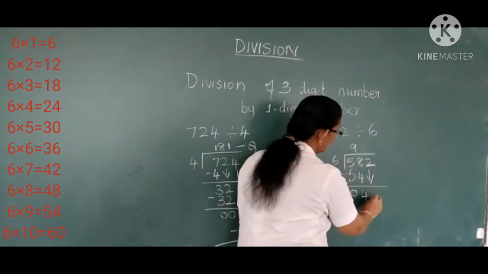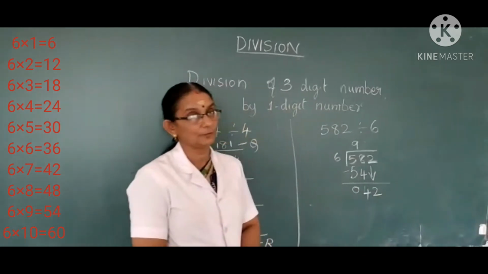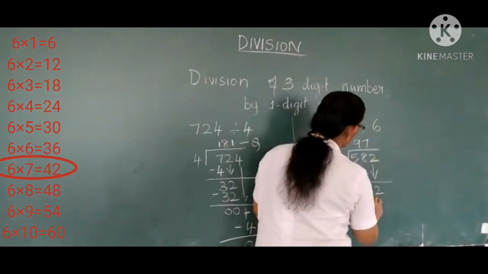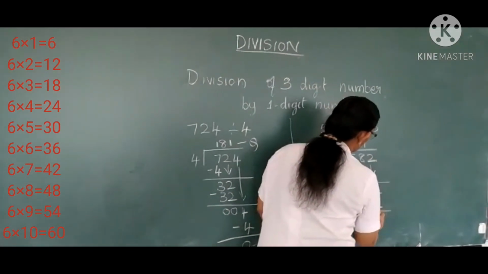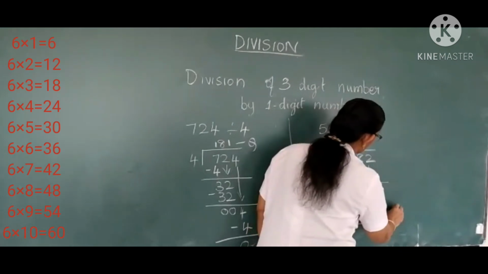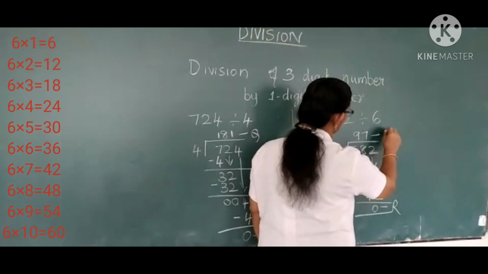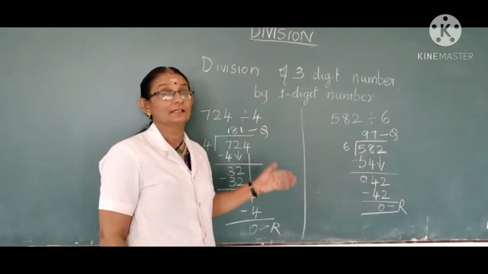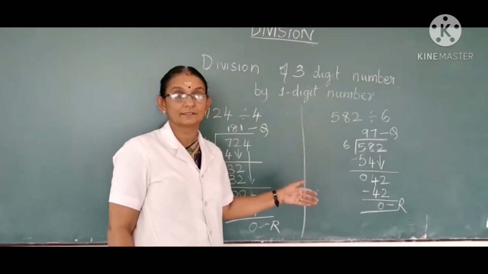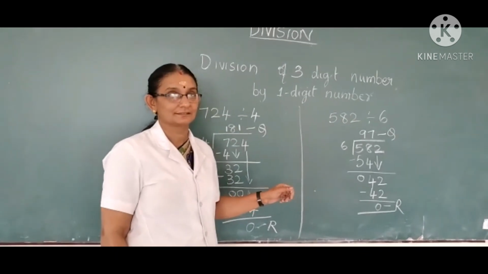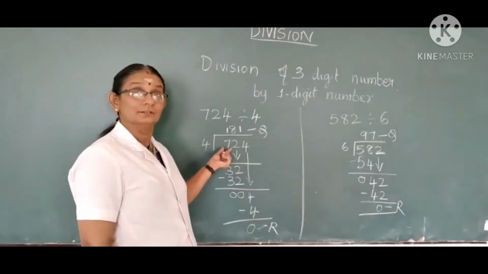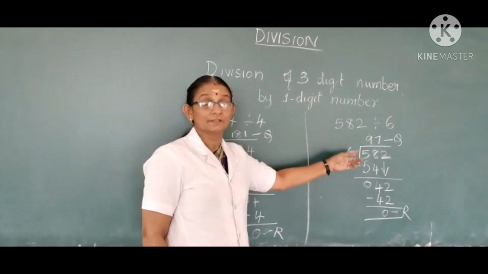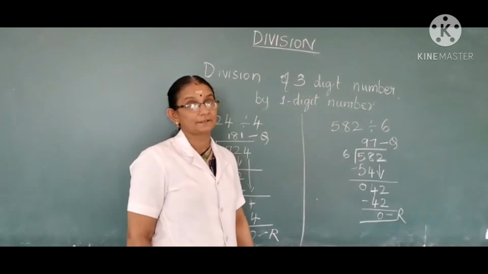Then bring down the next number 2 and tell me how many times 6 goes in 42? Yes, 7. So 6 7s are 42. Subtract and you get the remainder as 0. So 0 is the remainder and quotient is 97. So I hope you have learned how to divide a 3-digit number by 1-digit number in 2 conditions. Isn't it? First condition is when the first digit is greater than the divisor, and the second condition is where the first digit is smaller than the divisor.